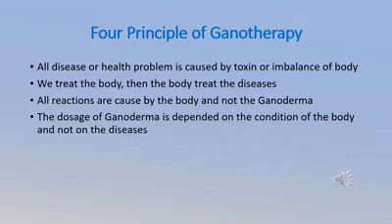The third rule is that all reactions are caused by the body and not Ganoderma. When people take Ganoderma, there are a lot of ailment reflections, reactions, and then they get worried. Do not get worried. This is not caused by Ganoderma. It is caused by the body. The fourth rule is that the dosage of Ganoderma is dependent on the condition of the body and not on the disease. Many people ask me, for diabetes, how many RGGL should we take? How many spirulina should we take? These are wrong questions, because we do not treat disease. That's why our dosage does not depend on the diseases, but on the condition of the body.